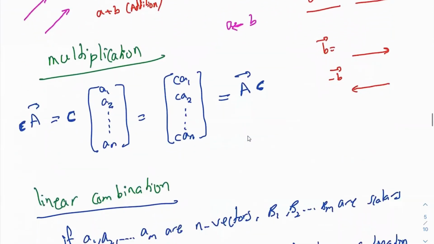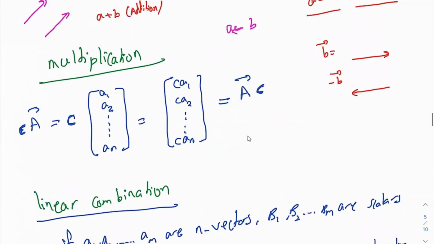Okay, good. Now multiplication, I have to say multiplication by a constant. So C here is a constant and a scalar. Multiplication by a constant scalar.